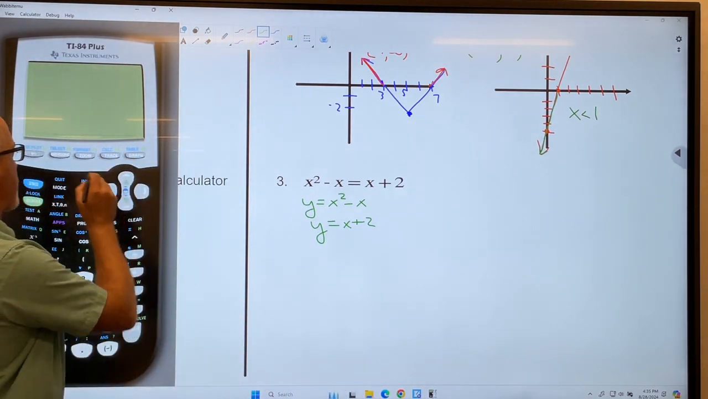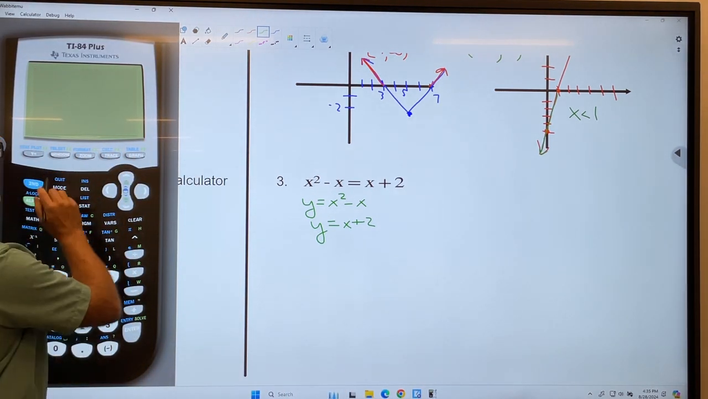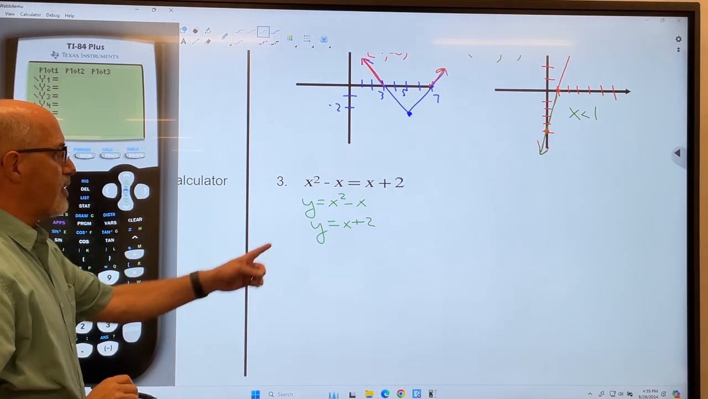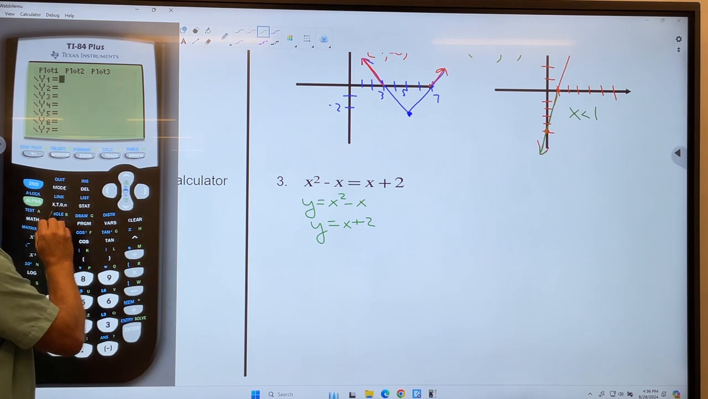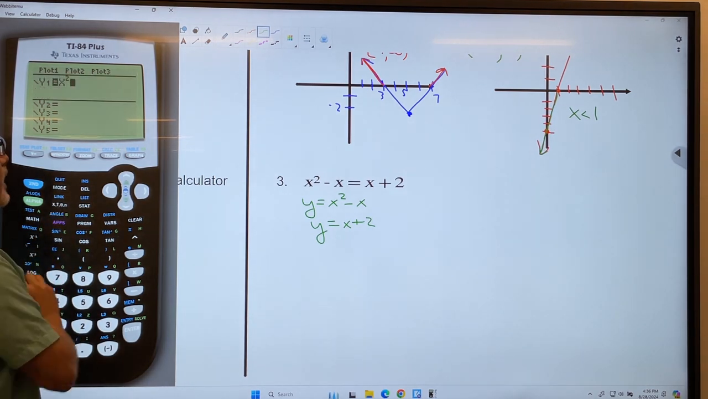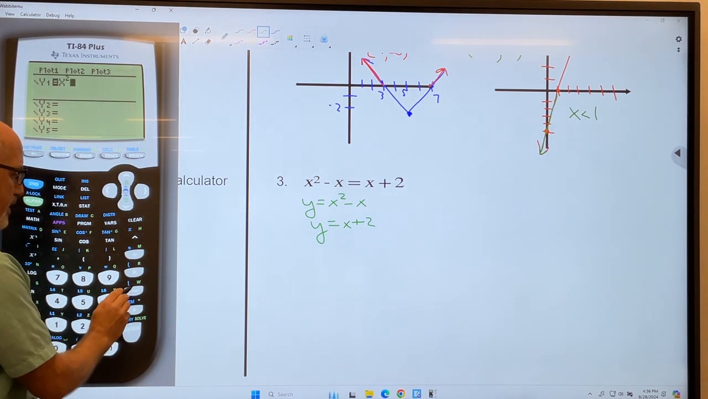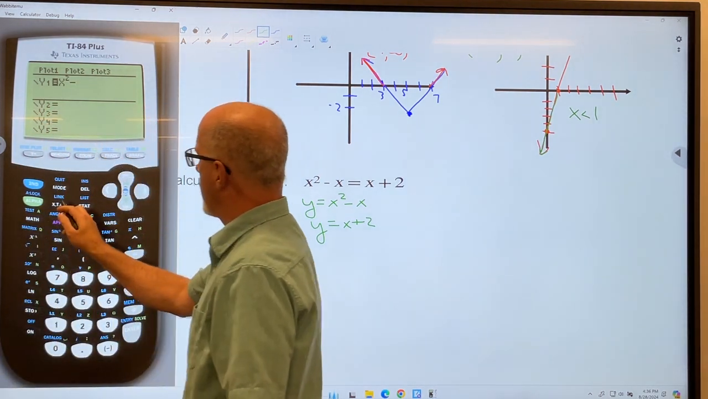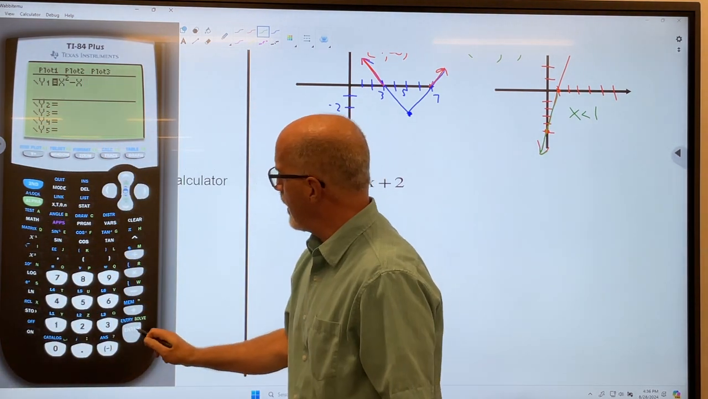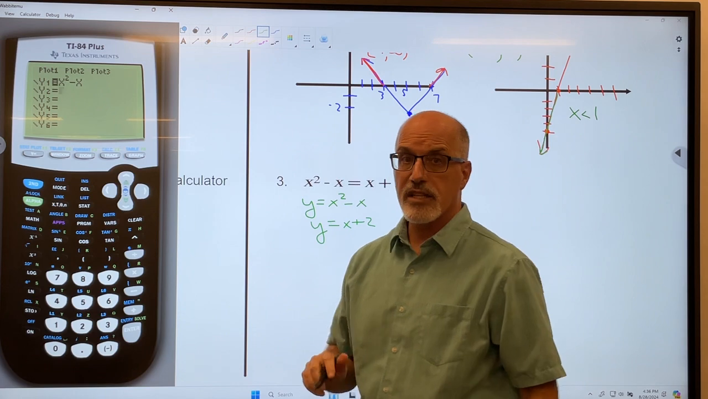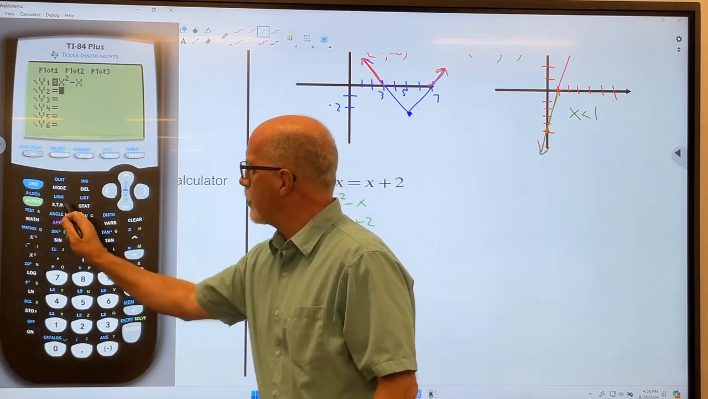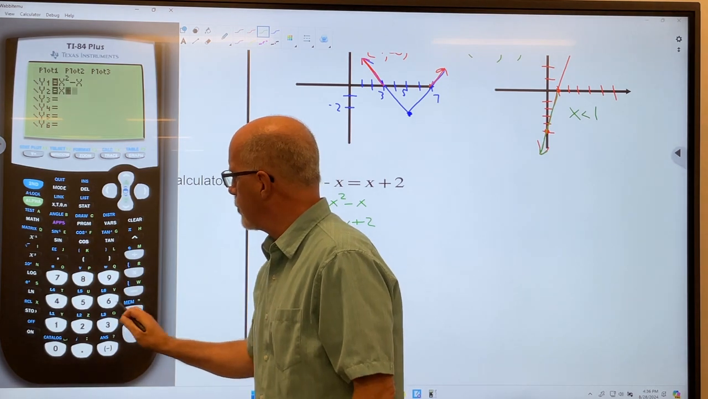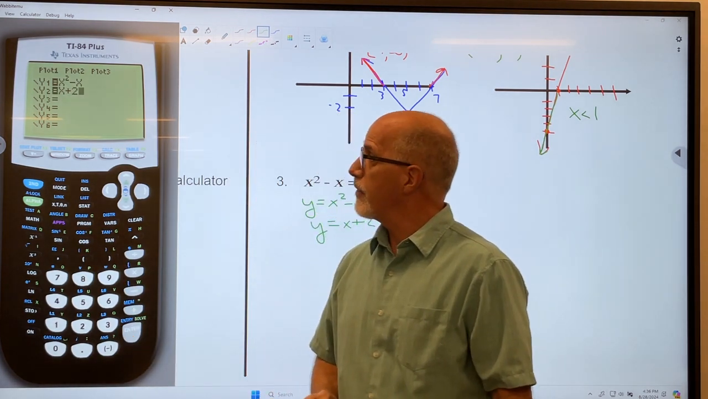So what you'll do is go here, turn it on, go to the y equals, and I'll put in my first equation. So x squared, I'll put an x in, and then squared, minus x. And then hit enter, we'll go down to the next line. We're going to do 2 graphs at the same time. So we'll do y equals x plus 2 for that one.